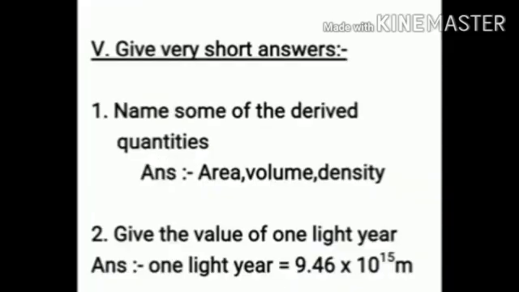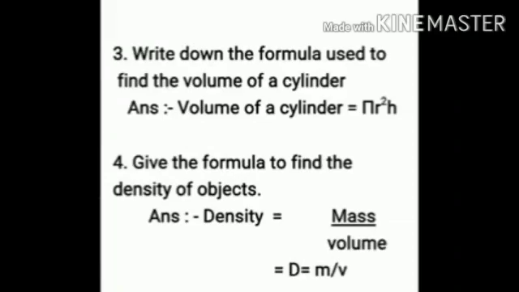Roll number 5, give very short answer. Number 1. Name some of the derived quantities. Answer area, volume and density. Number 2. Give the value of 1 light year. Answer 1 light year equal to 9.46 into 10 to the power of 15 meter. Number 3. Write down the formula used to find the volume of a cylinder. Answer volume of a cylinder equal to pi r square h.